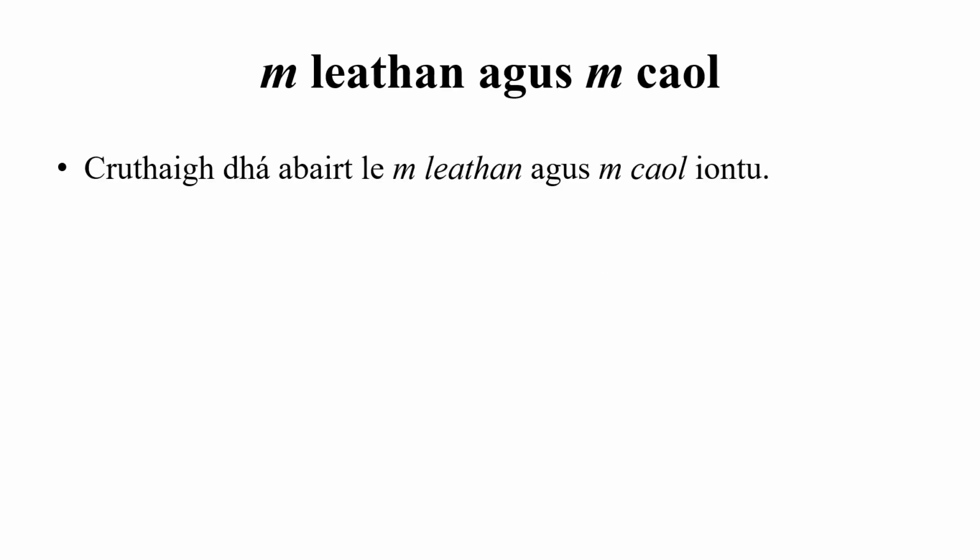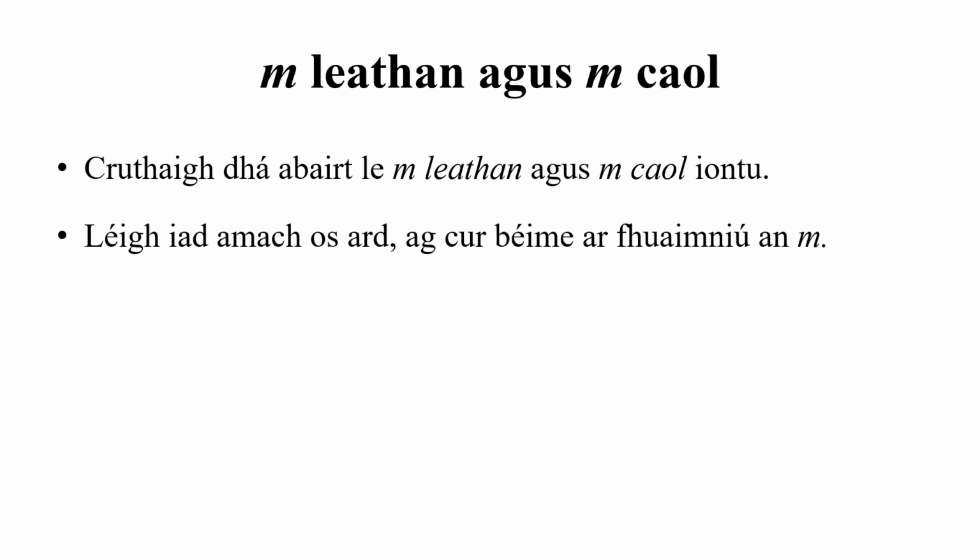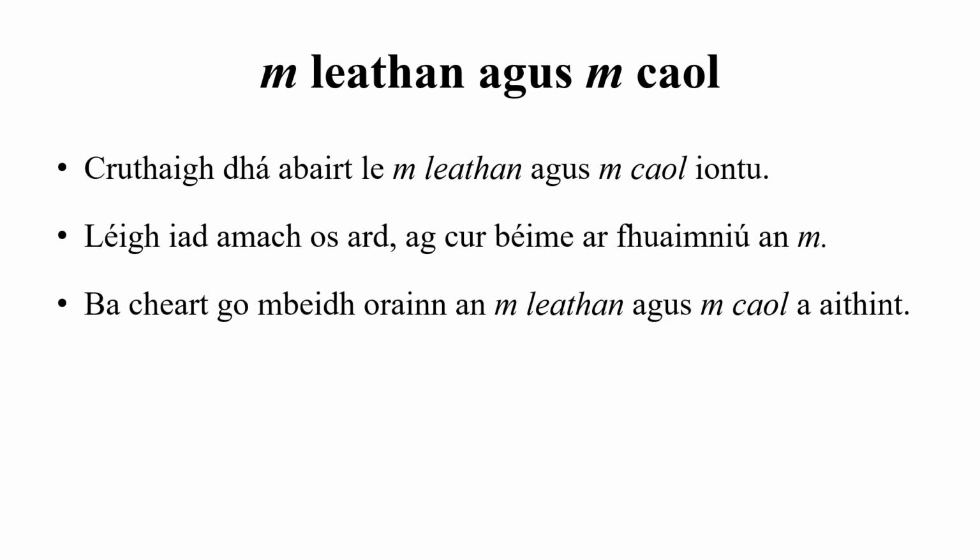Create two sentences with a broad and a slender M in them. Read them aloud, emphasizing the pronunciation of the letter M. We should be able to distinguish the broad and slender M's as you read them aloud.